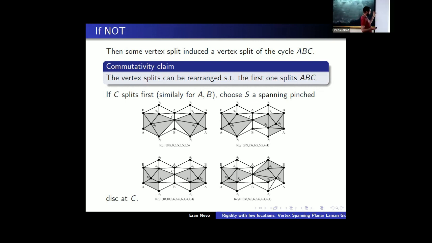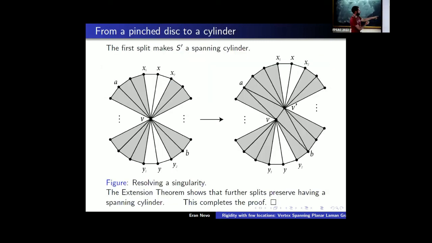In this case, to start with, we have a pinched disk, say we vertex split C. So we look at this pinched disk at C, and now we resolve the singularity in this manner. You get a cylinder, and from now on, you can apply the extension theorem. Okay, so that's how the proof goes.